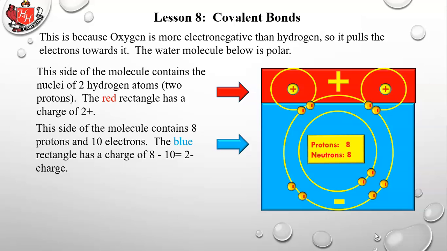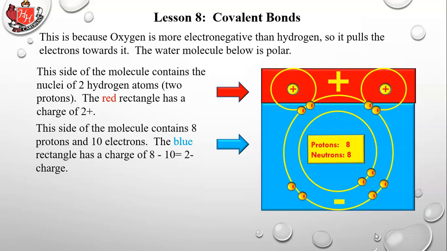All in all, it has 10 protons and 10 electrons. 8 of the protons are in the oxygen, 2 are in the 2 hydrogens. Whereas it also has 10 electrons. You can see those, you can count those. So that means it's electrically neutral. It has the same number of protons as electrons. However, the electrons tend to be on one side of the molecule, that is the blue side, whereas the protons are on a more positively charged side.